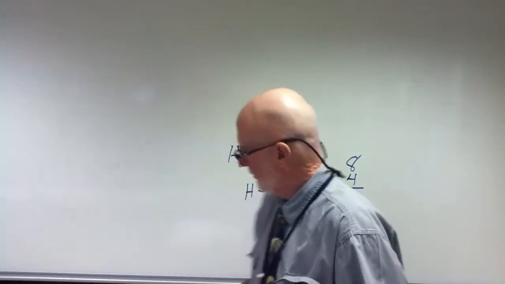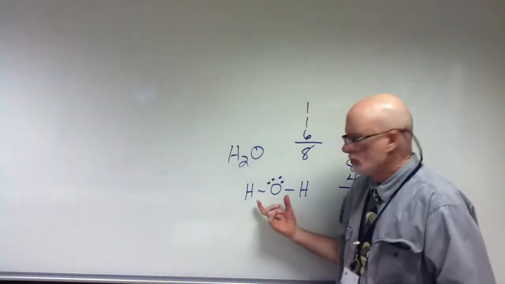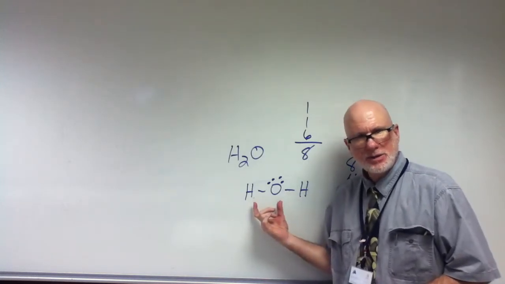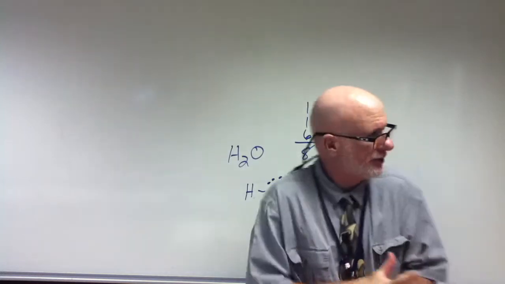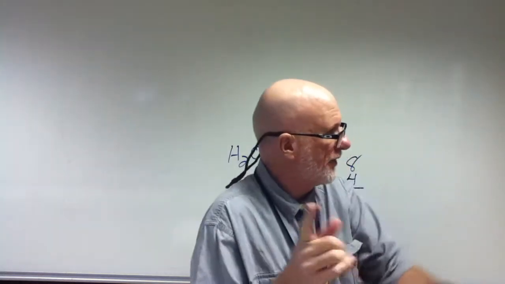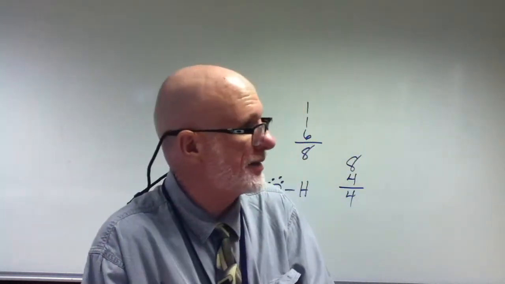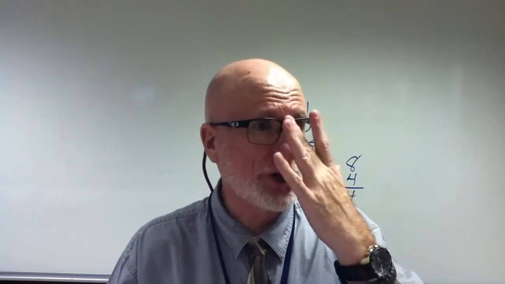So you make a little ball of clay, right? Now, what kind of geometry is going to have 2 bonded pairs and 2 non-bonded pairs? Look through the handout. Bent. It's bent. How did you find out that? You just look up the worksheet, right?